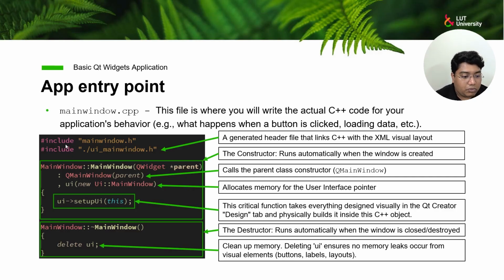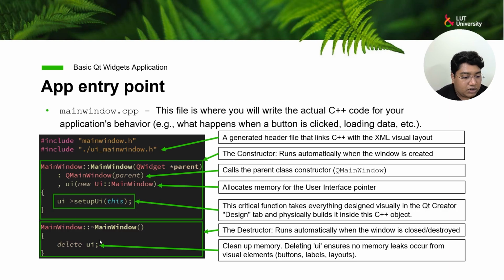Next, you'll notice a pointer called ui. Qt Creator generated this pointer for us automatically. The call to ui->setupUi is one of the most important lines in the entire project. Qt Creator lets us design interfaces visually. That visual design is stored separately. When this function executes, Qt reads the design and actually builds all the widgets inside our window. Without this line, you'd simply get an empty window.